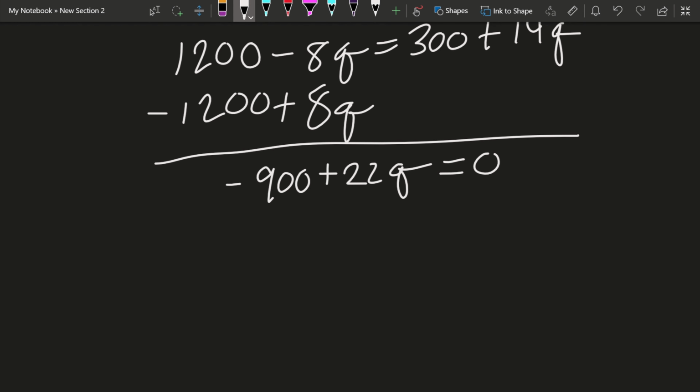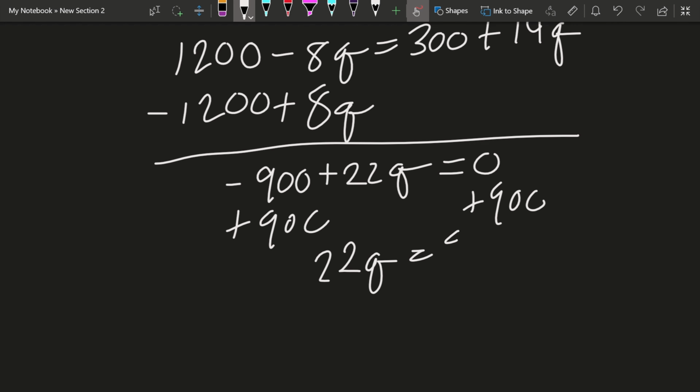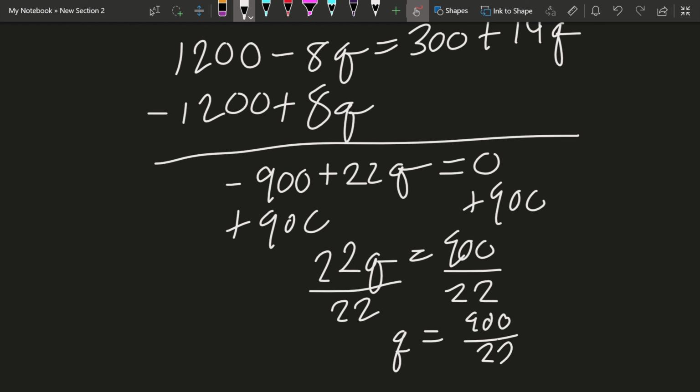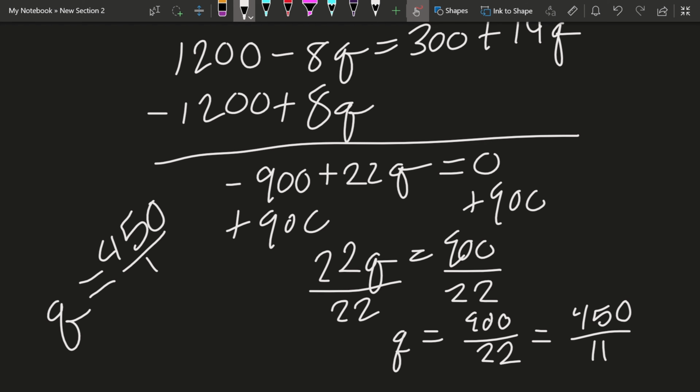Now is the simple part. Get the 900 onto one side, which then gives 22q is equal to 900. Divide by 22, so you get the q by itself. Q is equal to 900 over 22. Of course, we could multiply this out and get a decimal, but to make our lives easier, we are just going to simplify it by 2. And so now Q is equal to 450 over 11.